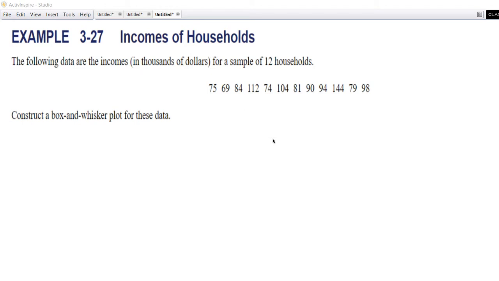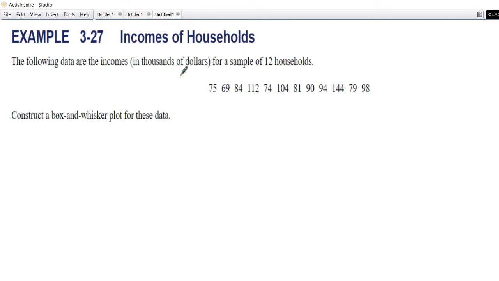Here we are given the data for 12 sample households, and this is their income in thousands of dollars. We are going to create a box and whisker plot for this data. So what we want to first do here is take all of this data and put it in numerical order, or rank the data.